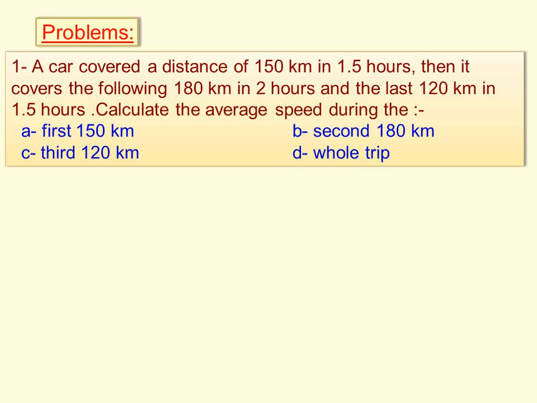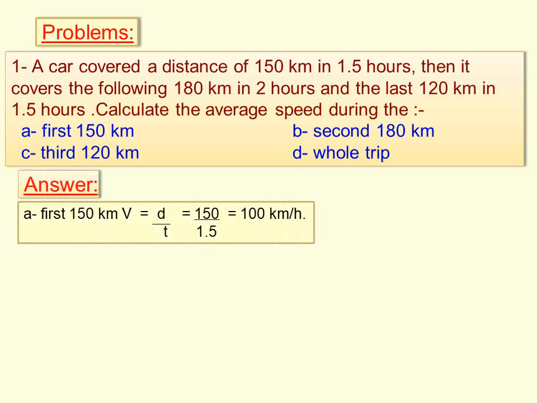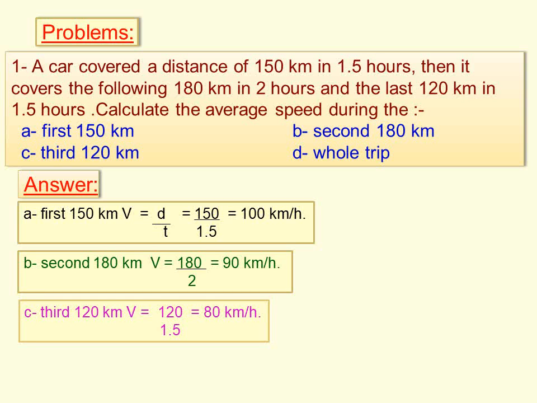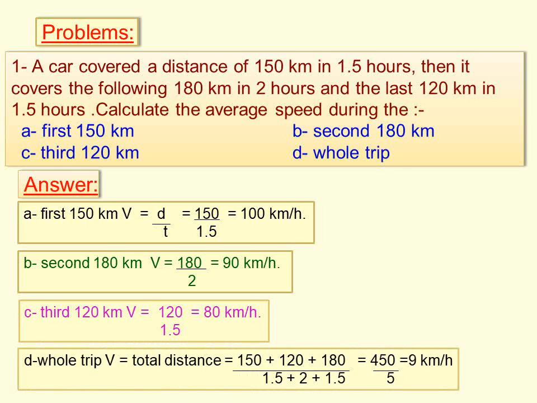Speed of the first part. We have the first 150 kilometer, speed v equals distance over time, d over t. So we have 150 divided by 1.5 equals 100 kilometer per hour. The second one, 180 kilometer. We have speed equals 180 divided by 2 equals 90 kilometer per hour. The third one, 120 kilometer. We have v equals distance over time, 120 over 1.5 equals 80 kilometer per hour.